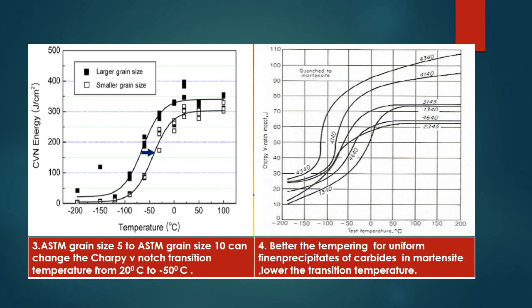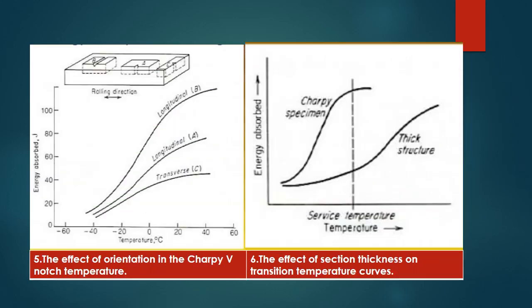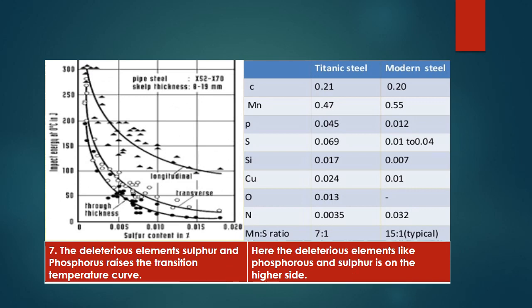The fourth point is that tempering, for uniform fine precipitates of carbides in martensite, lowers the transition temperature. Figure 5 shows that the rolling direction affects the DBTT. And in figure 6 you can see the effect of section thickness on DBTT. The thicker the specimen, the more the transition temperature is increased. Figure 7 shows how deleterious elements like sulfur and phosphorus raise the transition temperature curve.